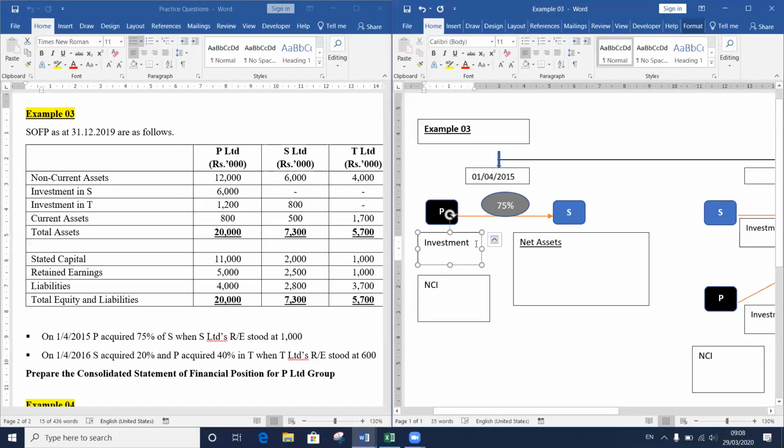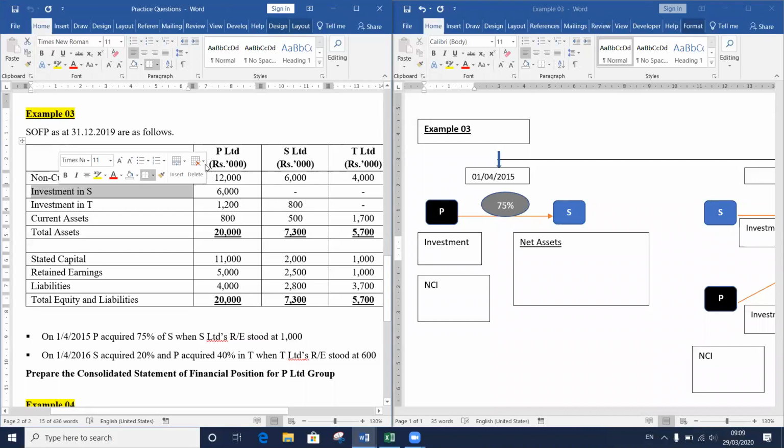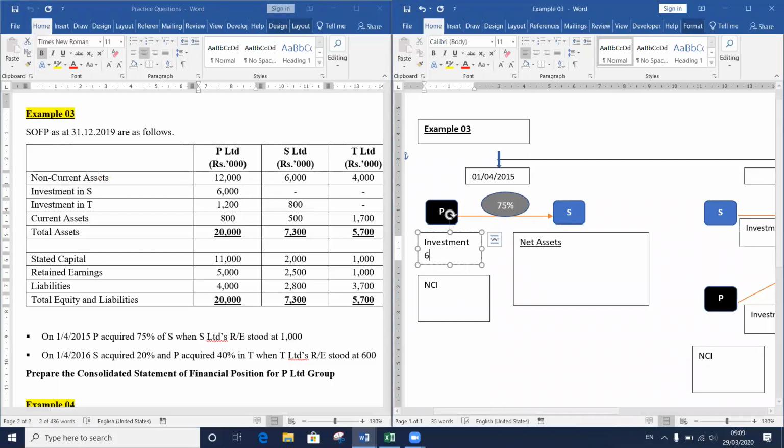How can we find it? 6,000. It is in our balance sheet, right? Investment in S. Investment in S by P Limited is 6,000 rupees. Right. In this sum, what are the net assets components?